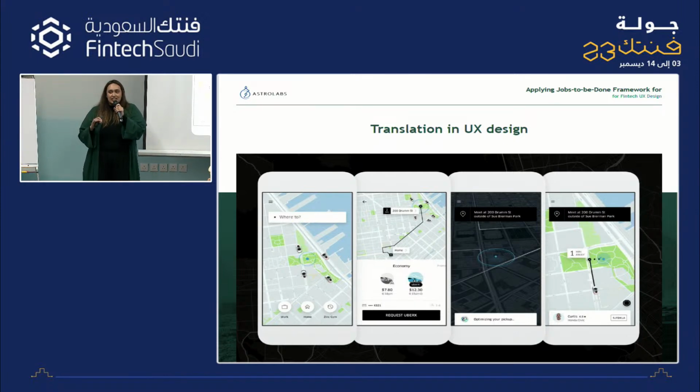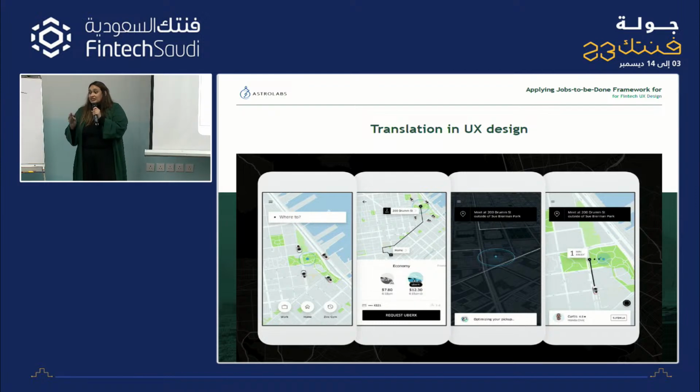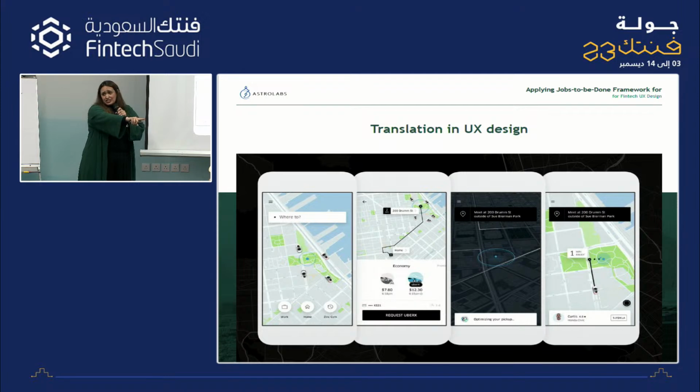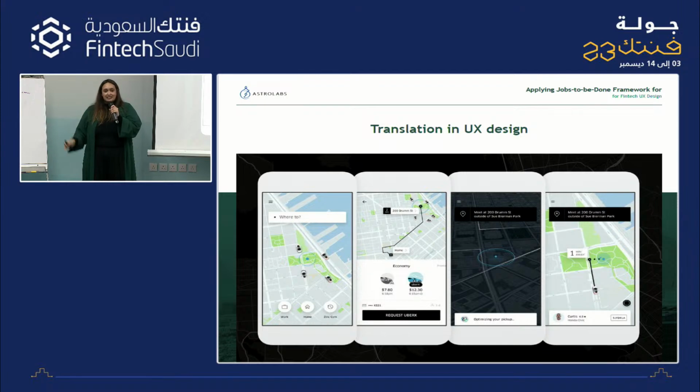So this is actually how Uber revolutionized UX design when it utilized jobs to be done. So Uber actually were the first company that utilized the jobs to be done framework. So what they did is they understood the client so well. They just challenged him just like I challenged him. And what they discovered is he wants to get from point A to point B quickly. He doesn't care about anything else.